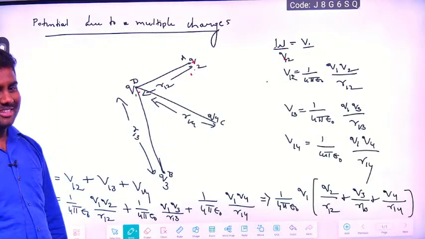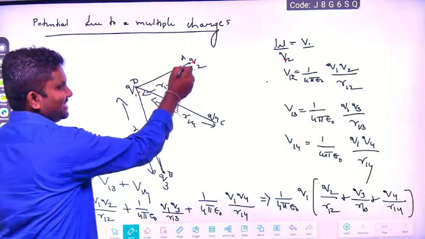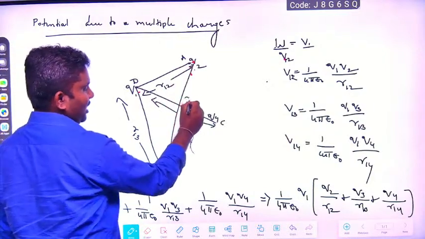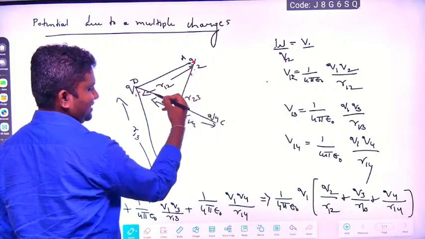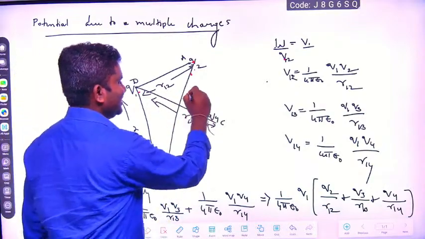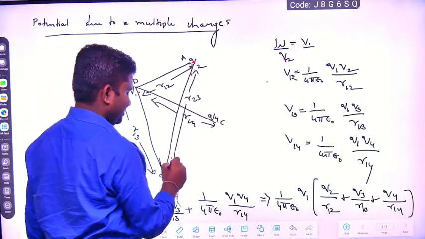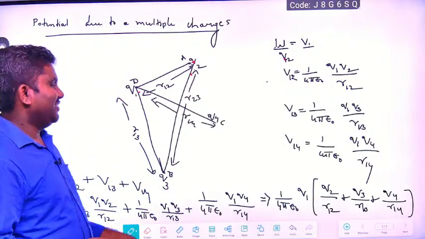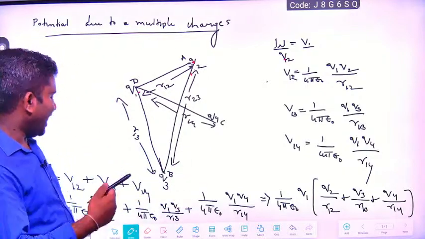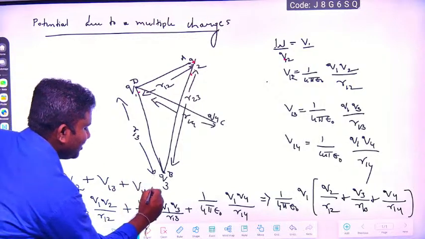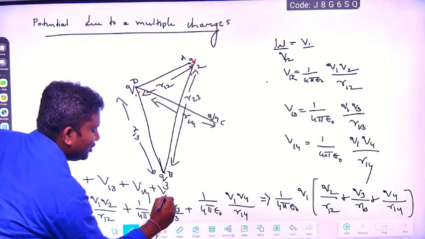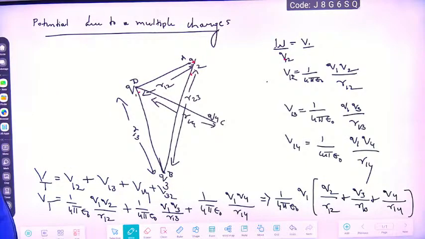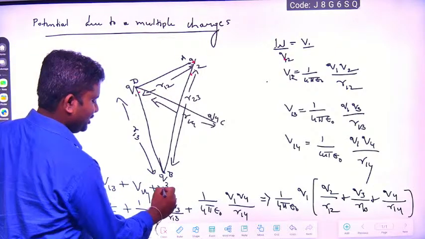What is the work done for that? The distance is, how much distance? R23. See, you are not asking this question. Now you got that point, right, in your mind? Now what is the potential? You need to add that also, which is V32 or V23. Actually, I didn't take V32 or V23.